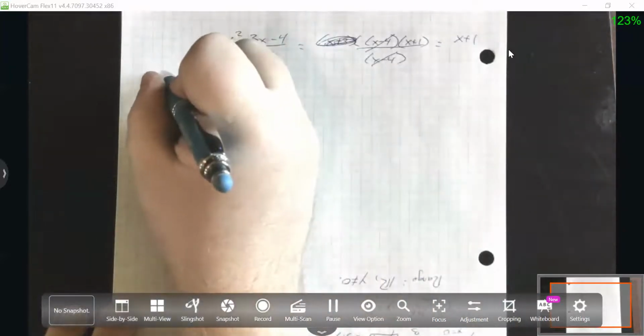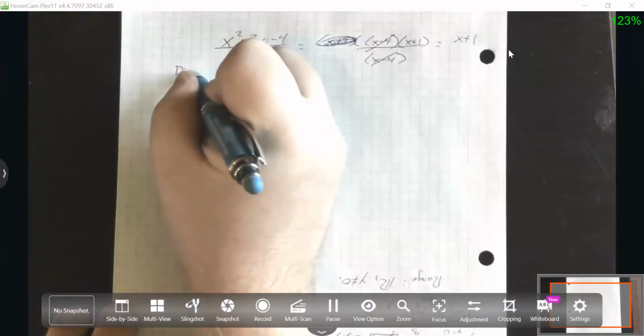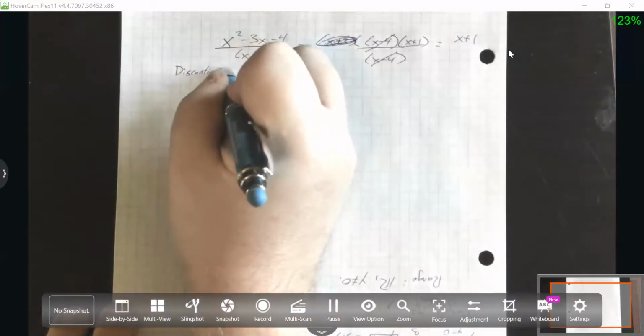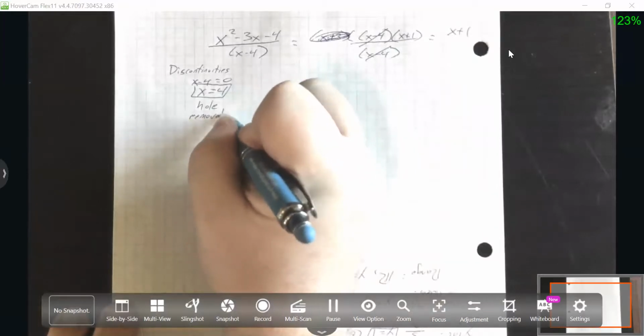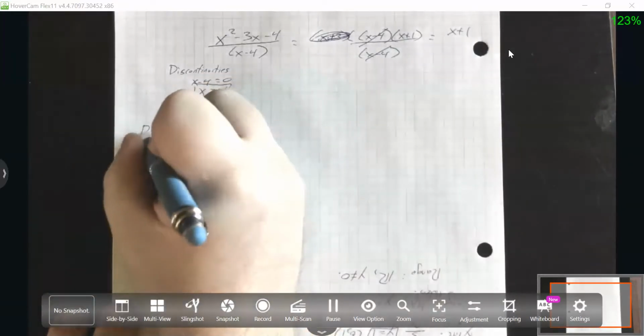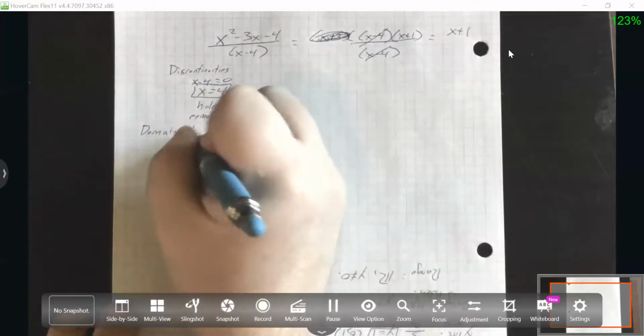Okay, so discontinuities. We're going to take the denominator and set it equal to 0. So my denominator is x minus 4, so I get x equals 4 as my discontinuity. I check, it could be the term that gave me x equals 4 canceled, so this is a hole. It is removable. Now I can talk about my domain. So my domain is all real numbers, except it can't be the hole, so x cannot be equal to 4. Okay, we can go to our x-intercept.